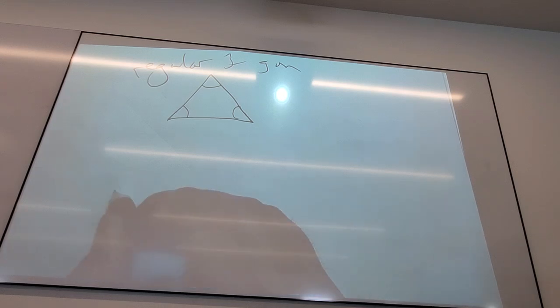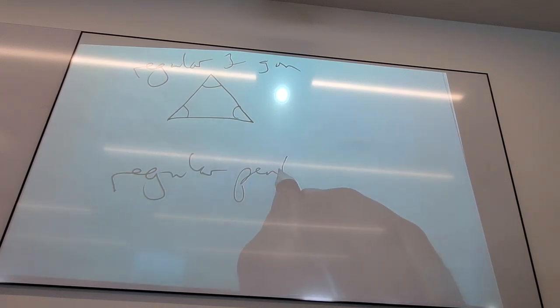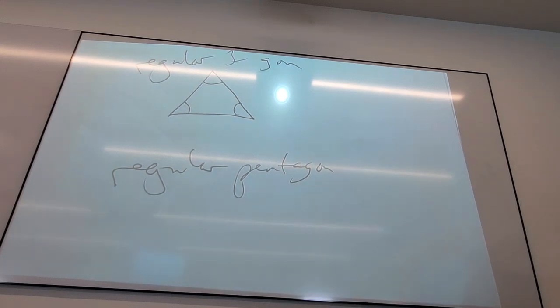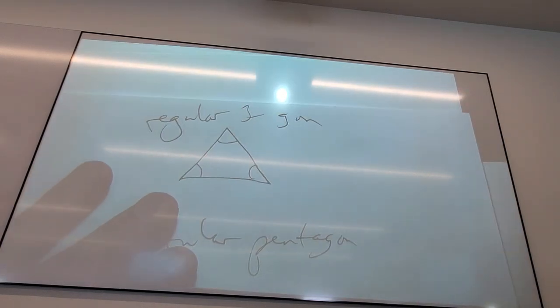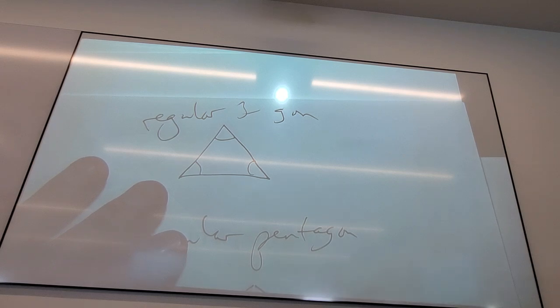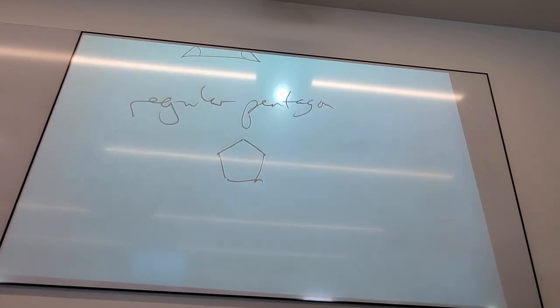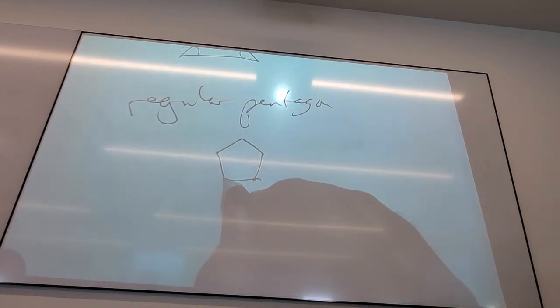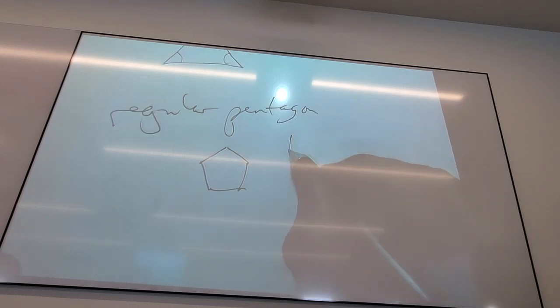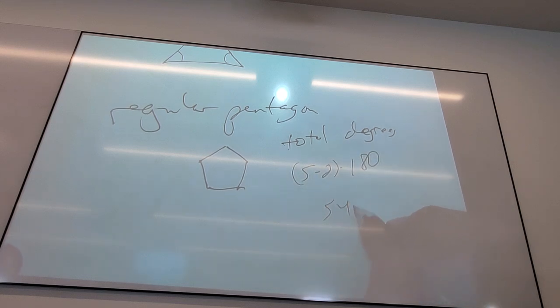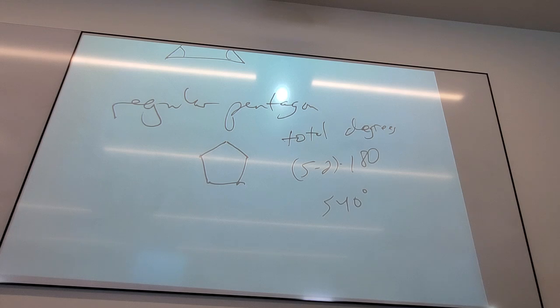So, if I had a regular pentagon, yeah, here we go. I got a regular pentagon right here. Okay, that's pretty good. So regular pentagon. Remind me, how do I figure out how many total degrees? N minus 2. Good. N minus 2 times 180. So that was 540, yes. How would I figure out how big each angle is?